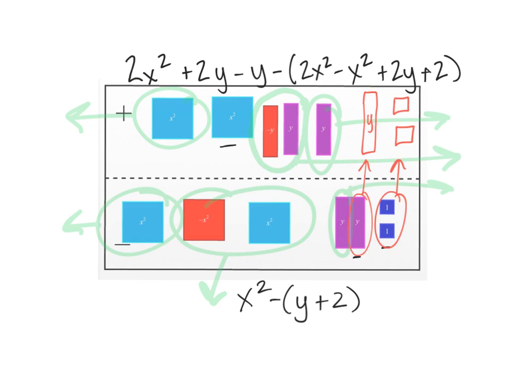So the other way that I can write this in the more simplified way, once we get everything up into the positive region there, would be x squared, and then we have a negative y tile, so minus y, and then we would have negative 2 unit tiles. So that would be your fully simplified expression for this expression mat.